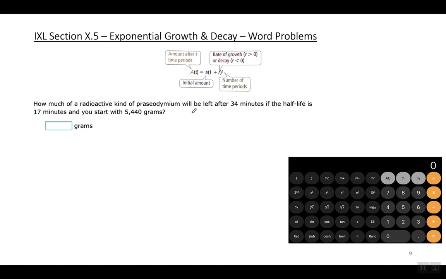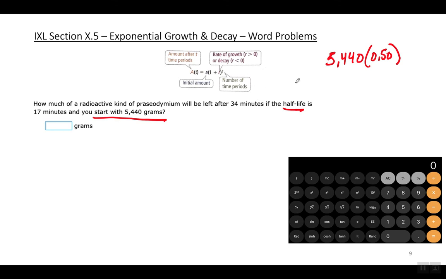All right. Here we go again with another one with the half-life thing. So let's look at it. How much of a radioactive, I'm not even going to try to read that word. No, I will try it. Let me go ahead and try. Praseodymium. Something like that. That's my guess. Will be left after 34 minutes, if the half-life is 17 minutes and you start with 5,440 grams. So obviously 5,440 is my initial amount. The half-life means I'm going to multiply by 0.50.